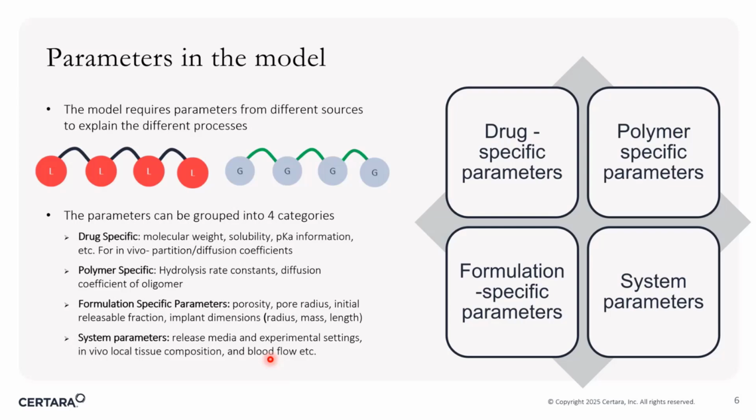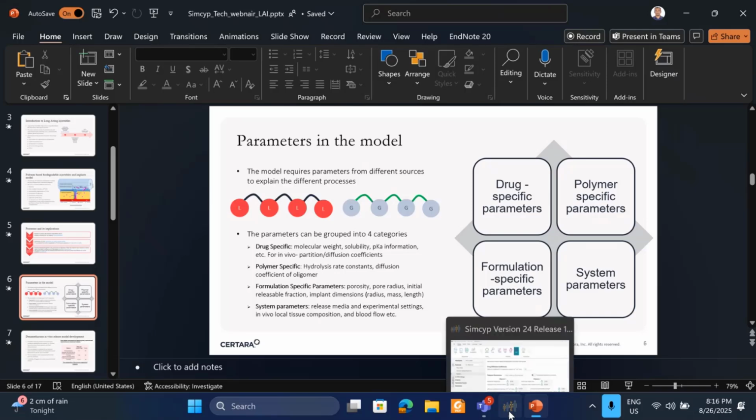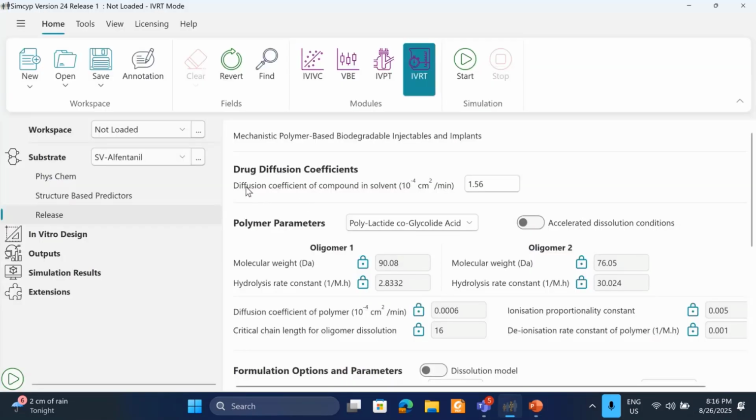So before going into the case example, I would like to quickly show you how the user interface would look like and where the parameters are incorporated into the user interface. So this is Simcyp version 24. Here you can see we have an IVRT module. As I previously mentioned, with the IVRT module, we can run in vitro simulations for solid implants.